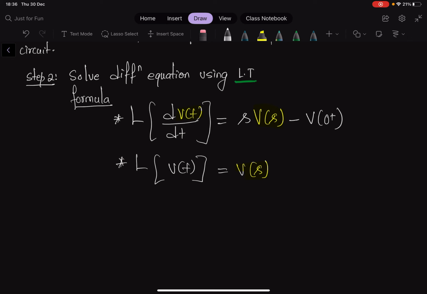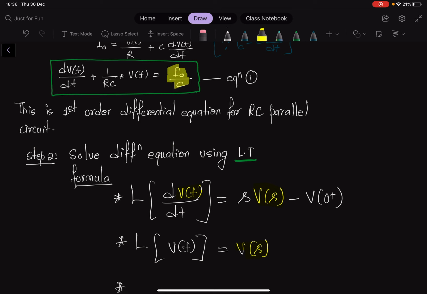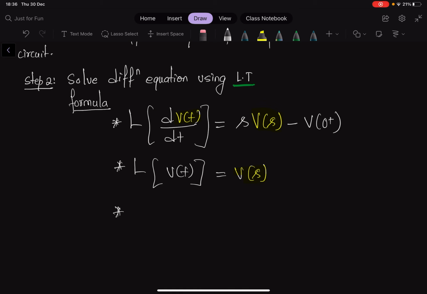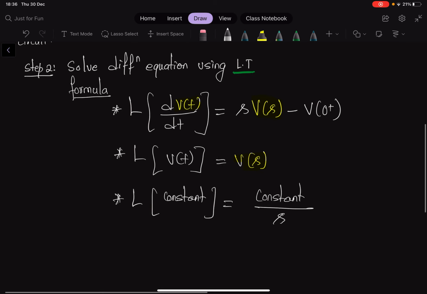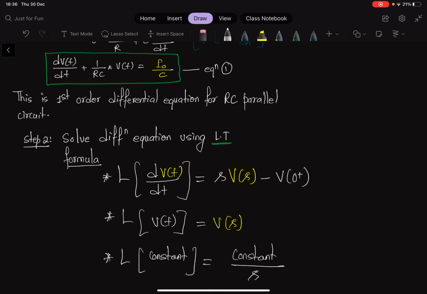small letter for that. And the last Laplace transform we need is for a constant, because remember this side is our constant value, that I naught can be 100 or 5, whatever, and C is also a value, a capacitor value, can be 5 microfarad and so on. Those things are going to give you a constant value. So we need to know the Laplace of a constant. The Laplace of a constant is going to be the constant over s.